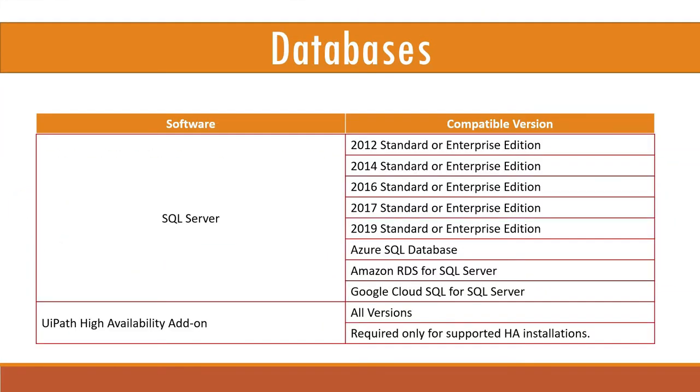Then next, we have to select the SQL Server database to install and configure the UiPath Orchestrator. These are the different types of SQL Server compatible versions. The SQL Server 2012 to 2019 Standard or Enterprise Edition support Orchestrator. Apart from these, Azure SQL Database, Amazon RDS for SQL Server, and Google Cloud SQL for SQL Server. These cloud platforms also support it.